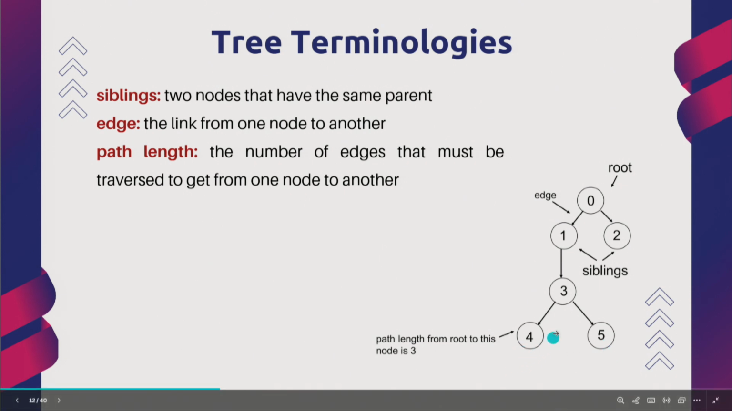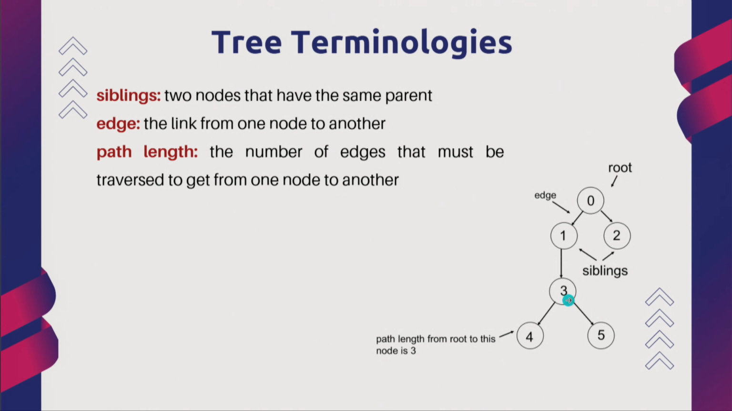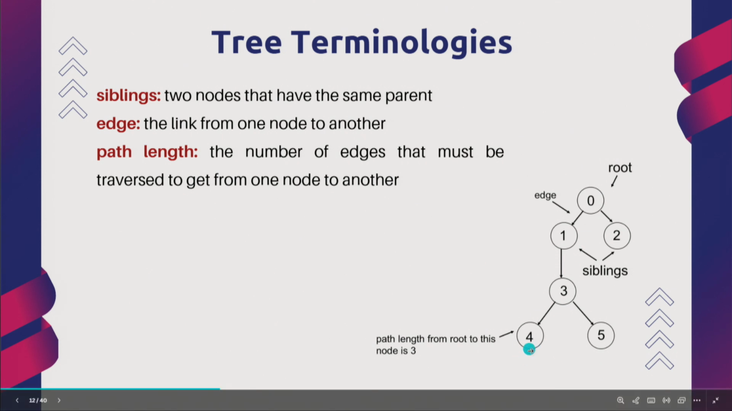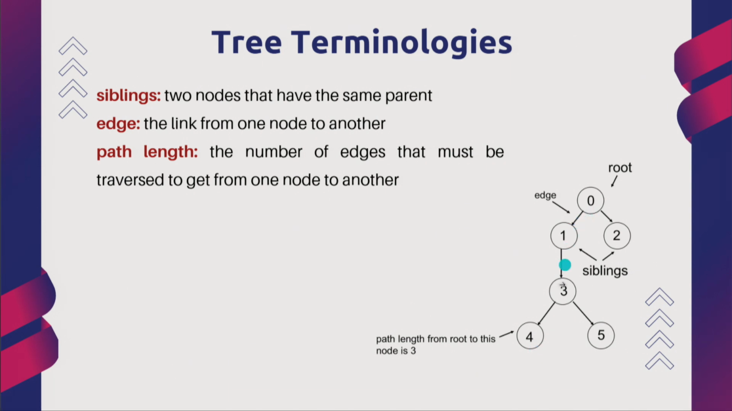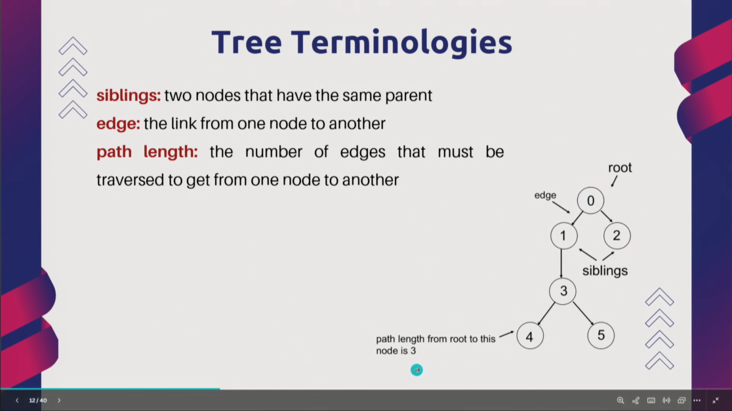And here 4, 5 and 2 are all leaf nodes, just because they do not have any descendants or any children. And if you want to know the path length from root to 4, then we need to count the number of edges from the root. So, from 0 to 1 there is one edge, 1 to 3 there is one edge, and 3 to 4 there is one another edge. So, totally the length of the path is 3.